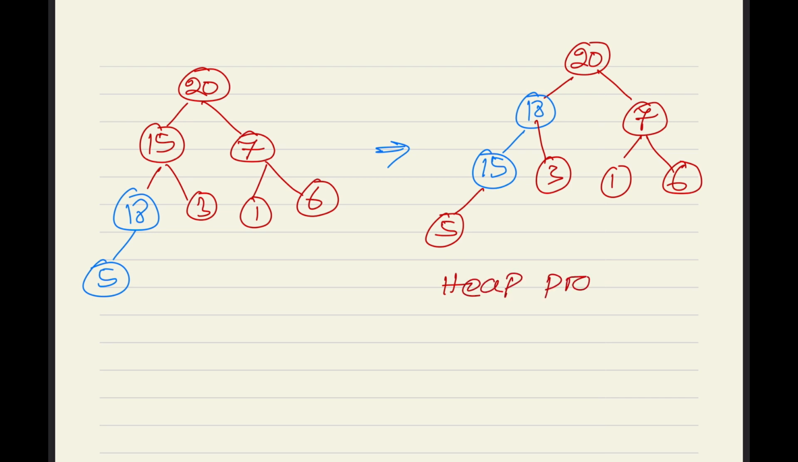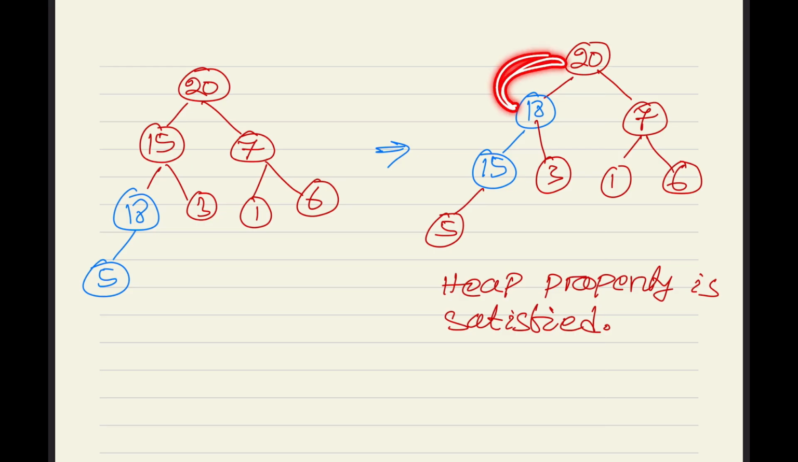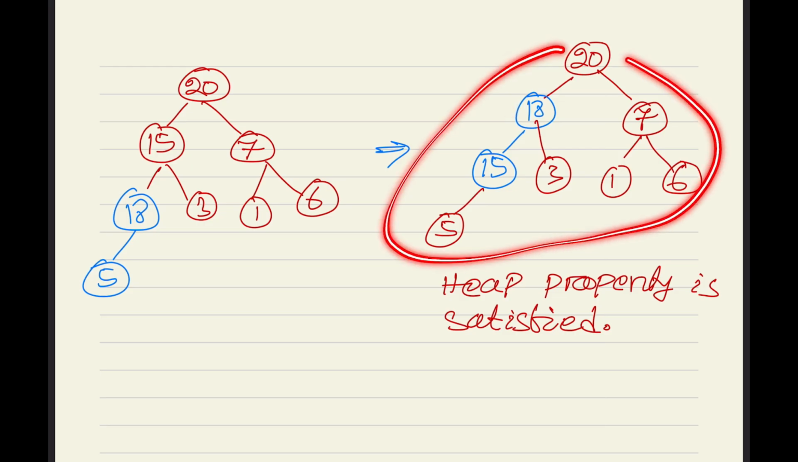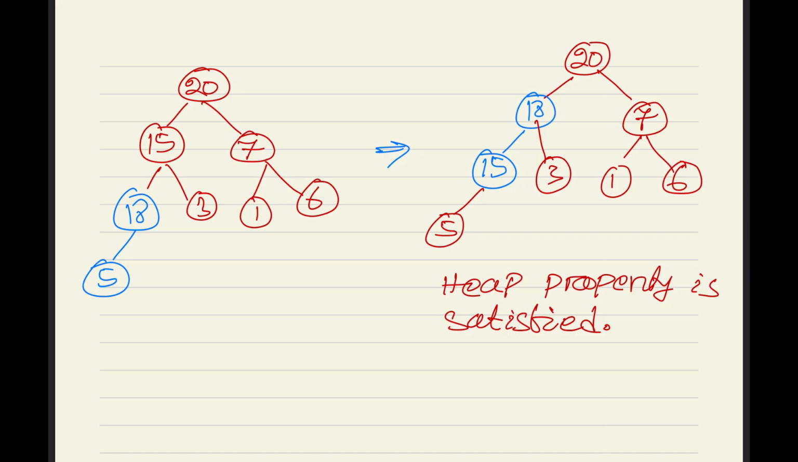Heap property is satisfied, so no need to swap again. If the heap property is not satisfied, then we have to swap again with its parent. Here the heap property is satisfied, so no need to swap or exchange again.